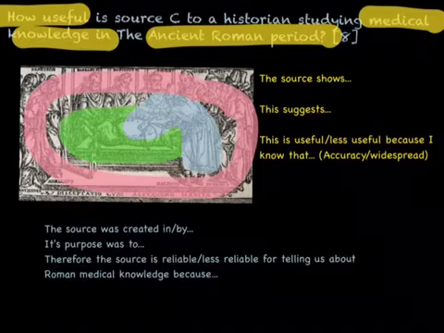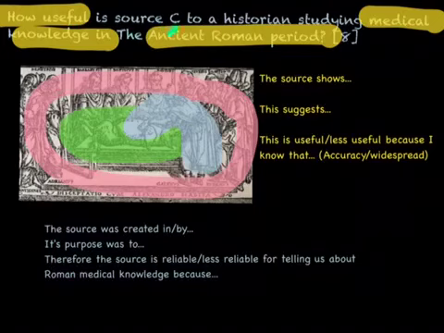So in our answer we discussed what we can see, what it's suggesting about the topic in the question, medical knowledge in ancient Rome, and we've said why it's useful or less useful in terms of how accurate it is using our own knowledge. Then we moved on and did a second paragraph by thinking about who created the source, when was it created, would those people have any reason to lie or exaggerate, how reliable might that source be. What I'd like you to do is have a go at writing this question on your own.